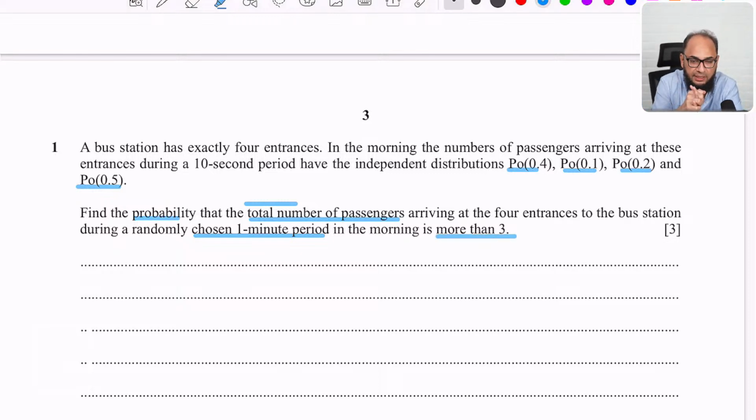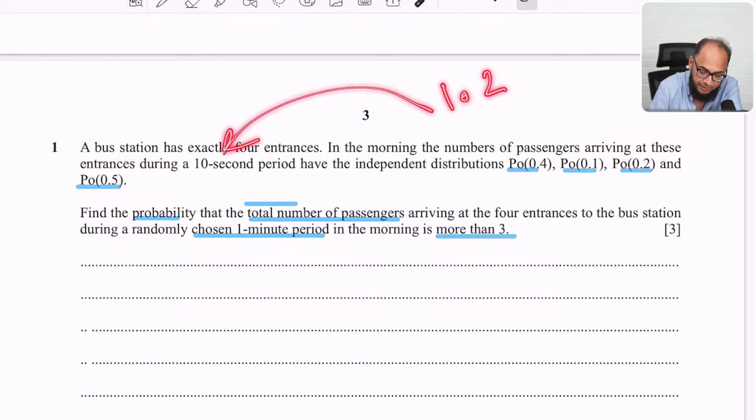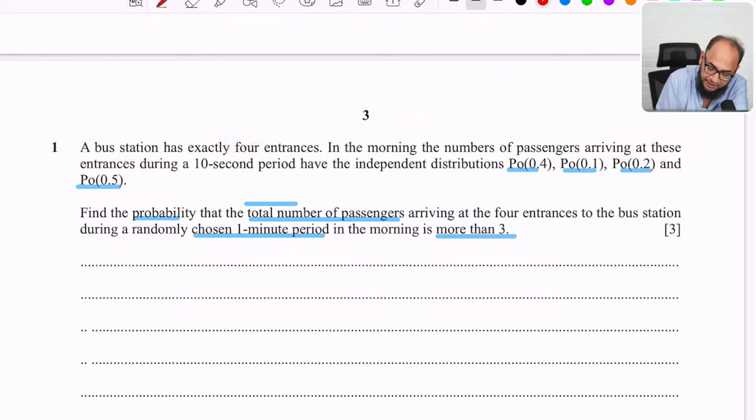Now, what do you perceive out of it? Is it a Poisson question? Of course, that's very obvious. It's about total, which means all the means will be added. So I'll take 0.4 and 0.1 and 0.2 and 0.5. That is 1.2 in a 10-second period. So first of all, let me write over here: for 10 seconds, the mean is 1.2. But if we are talking about a 1-minute period, we have to change it proportionally. 10 seconds versus 60 seconds, 10 becomes 60, multiplication by 6. So 6 times 1.2, you should be doing in your head before you jot it down on paper.